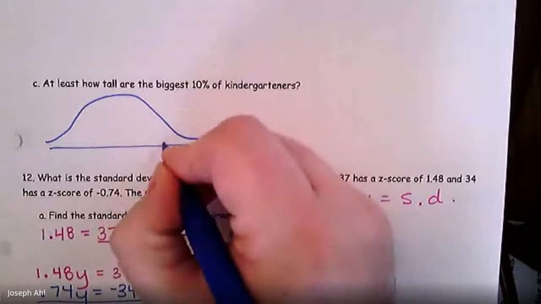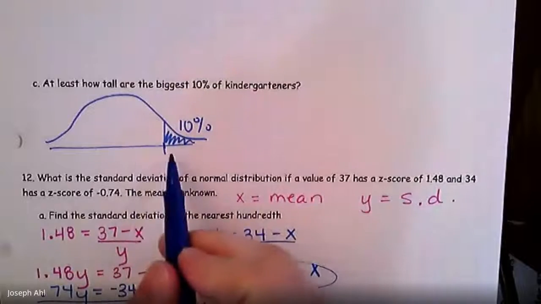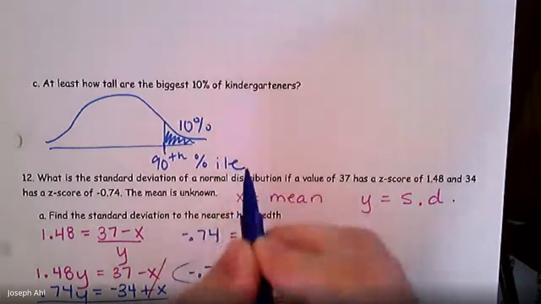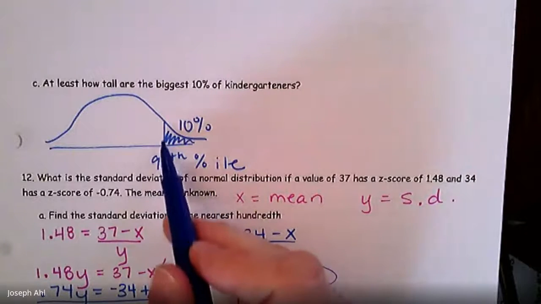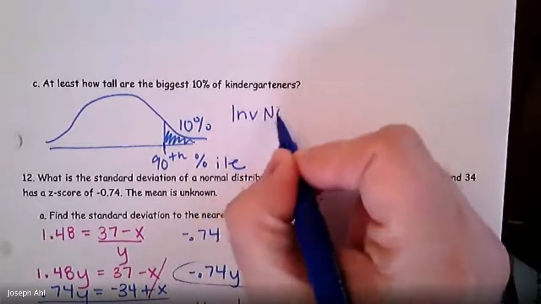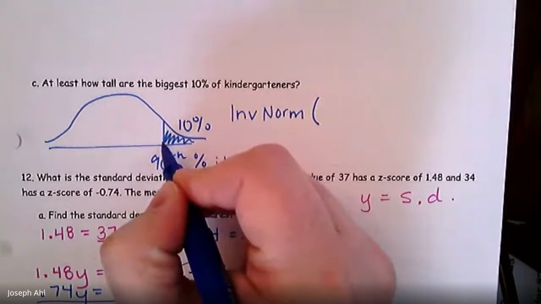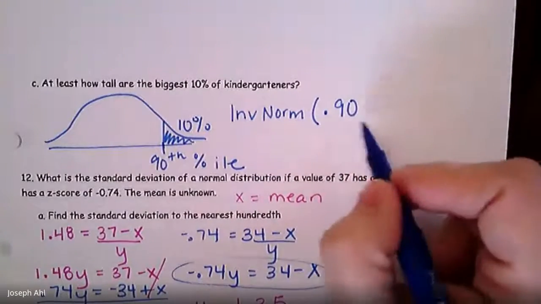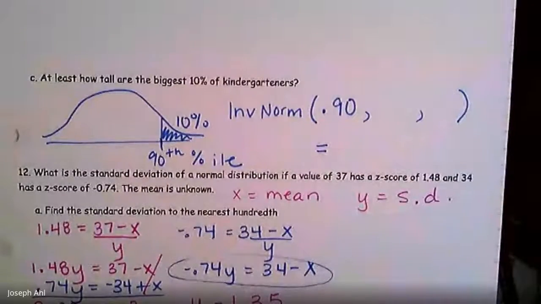Okay. So the biggest 10% of kindergartners would be in this region out here if I shade it. What that means is that if you're in the biggest 10%, you are in the 90th percentile. So what we know for this question is what percentile we're in, and we want to know what that height is. So this is going to wind up being an inverse norm question. The area under the curve that we're looking at, remember, is what's to the left of this value that I'm looking for. The area under the curve should be 0.90. And then you would put in the mean and the standard deviation from there. That's going to tell you the height of that tall kindergartner.